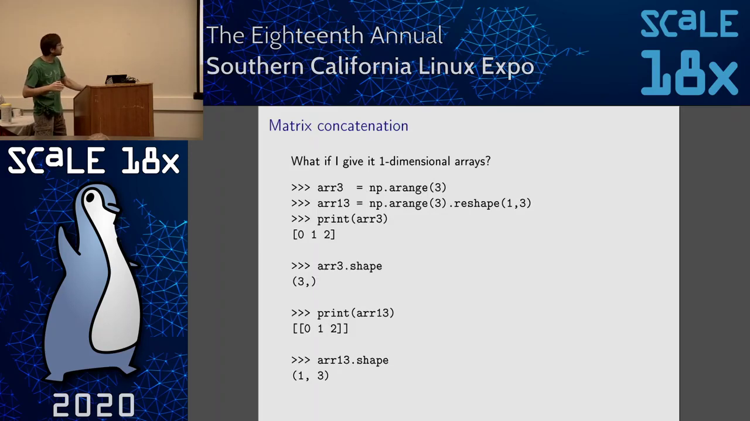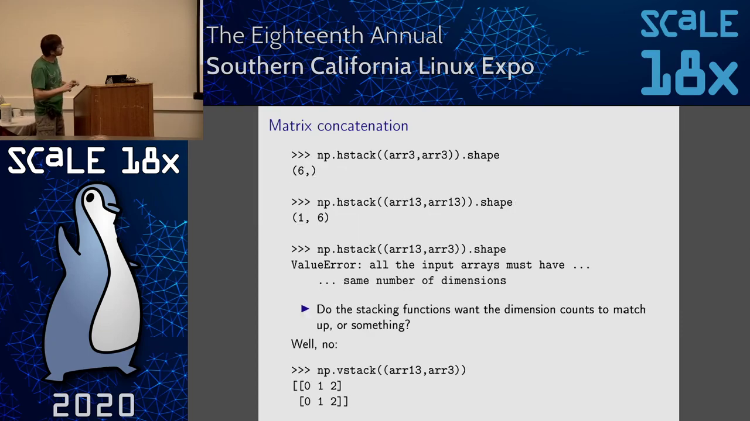Right, so what if we give it one-dimensional arrays? Let's say I have AR3, which is a one-dimensional row vector of length 3, and then I have AR13, which is a two-dimensional matrix, but that's 1 by 3. So if I hstack the two vectors together, it does what we expect. If I take the two matrices together, it does what we expect also, but if I mix them, if I try to hstack AR13 to AR3, it barfs.